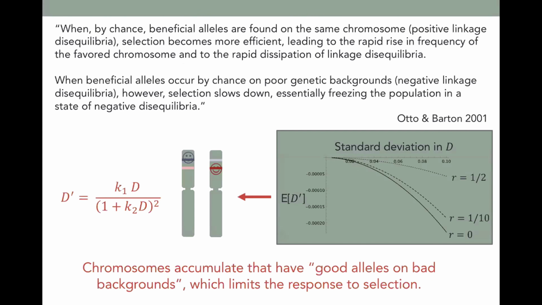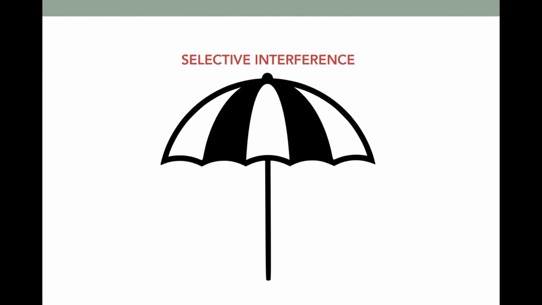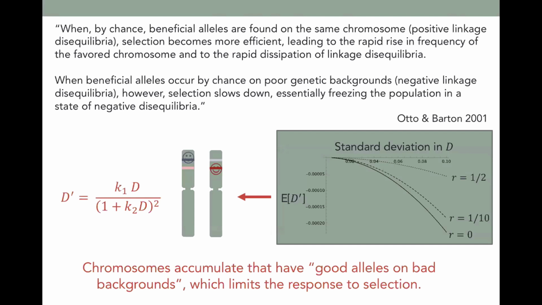This is the way I like to think about it. When, by chance, beneficial alleles are found on the same chromosome, that's positive linkage disequilibrium, selection becomes more efficient. There's plus and plus combinations, good alleles on good genetic backgrounds. And that makes selection very efficient, leading to the rapid rise in frequency of the favored chromosome, the rapid disappearance of the combination with only deleterious mutations. And this in turn causes linkage disequilibrium to decay rapidly.